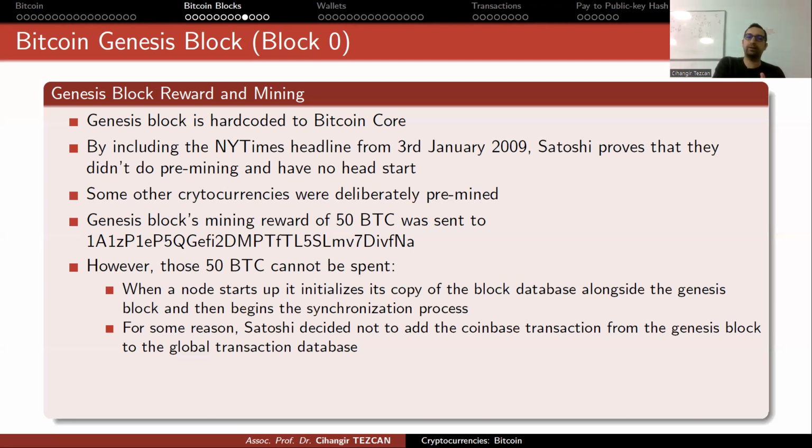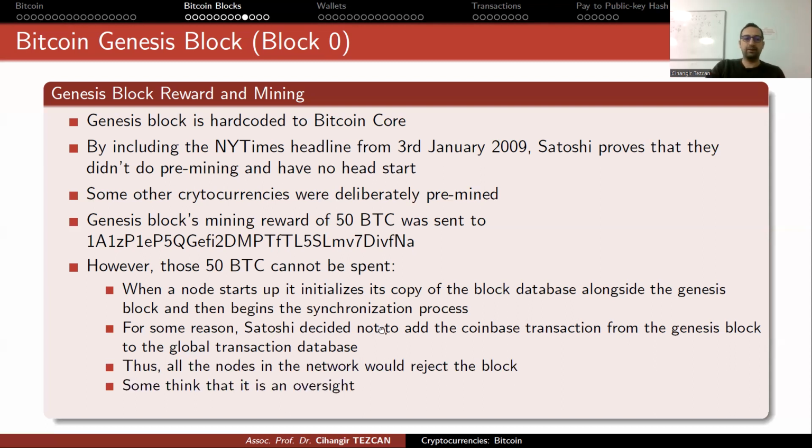Once he announced this block, people who knew that the blockchain would be created on the mailing list could start mining after this announcement, so that they could actually get ahead of Satoshi if they wanted. So here again, I believe that Satoshi did this deliberately, saying that he didn't even start with the 50 Bitcoin that he could easily get. Thus, all the nodes in the network will reject the block if somebody tries to spend this 50 Bitcoins. Again, it might be an oversight, but most probably Satoshi didn't want a head start. This is my personal opinion.